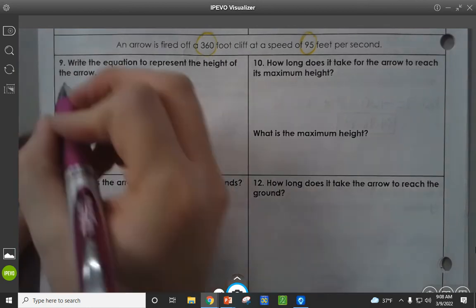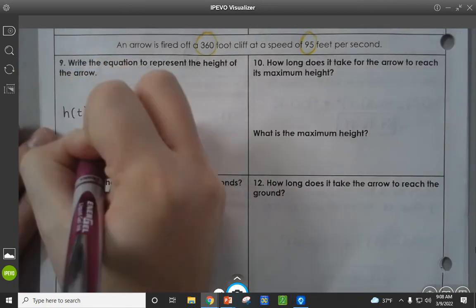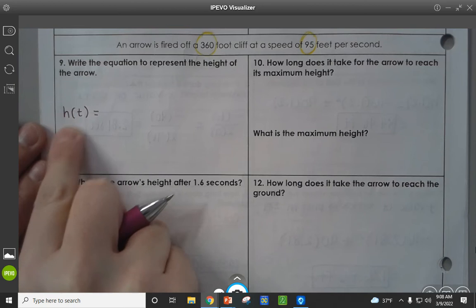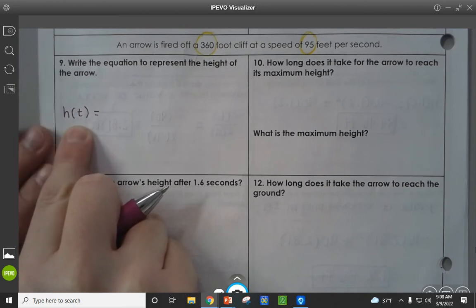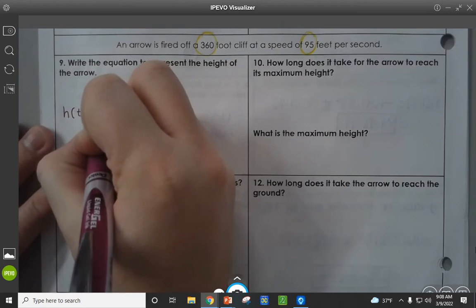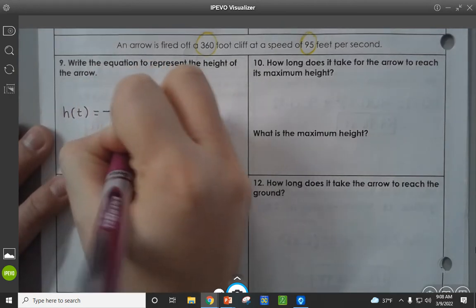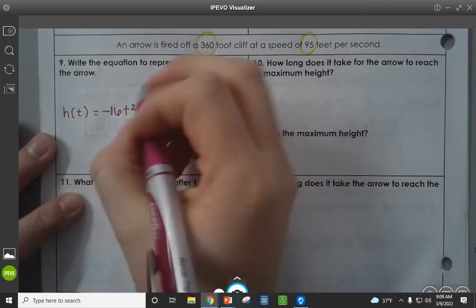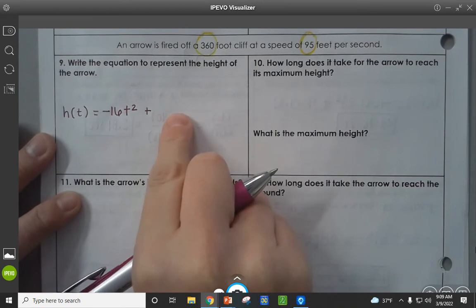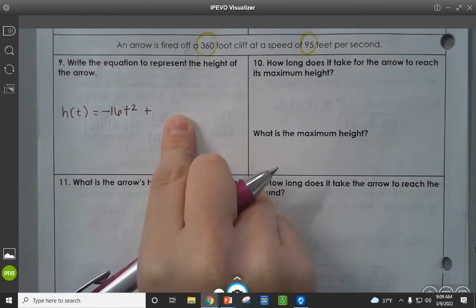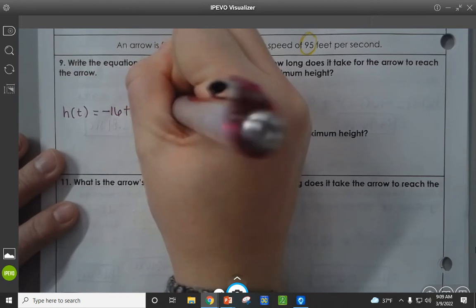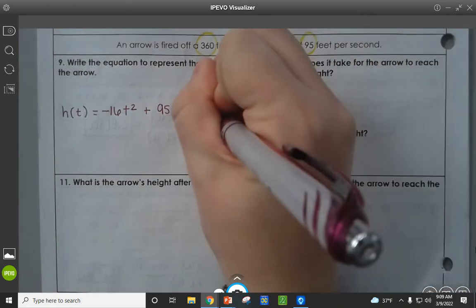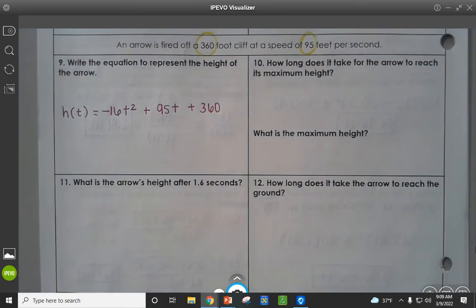So when we write an equation, it's always going to be h of t. H representing height, t represents time. So the height at whatever time that we tell the equation equals negative 16t squared. We always have negative 16t squared, plus, and then it's velocity times t. So 95t plus my starting height, which is 360. And that's the equation.